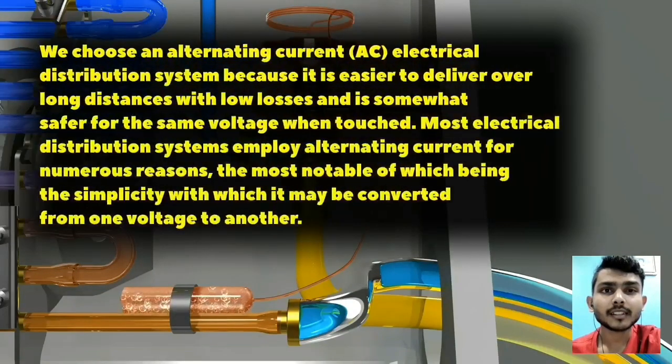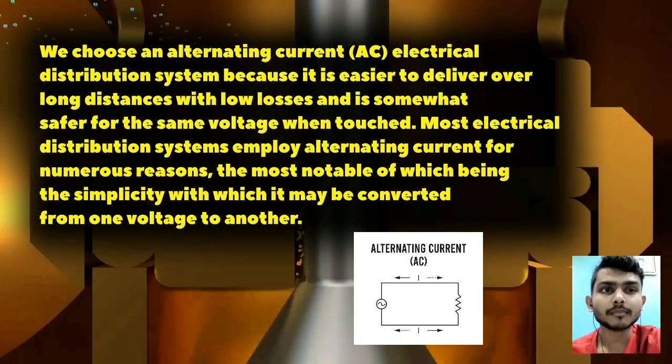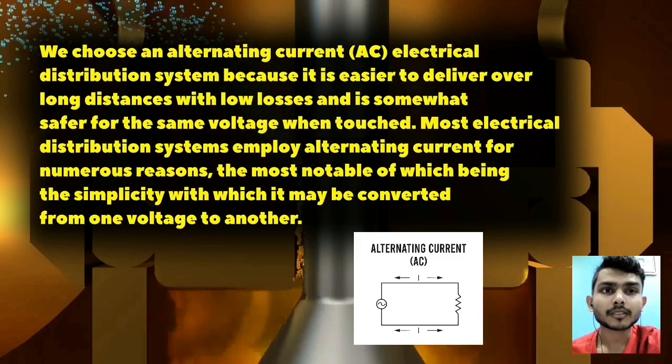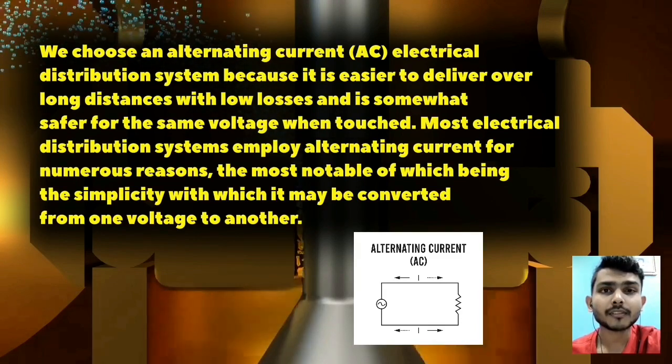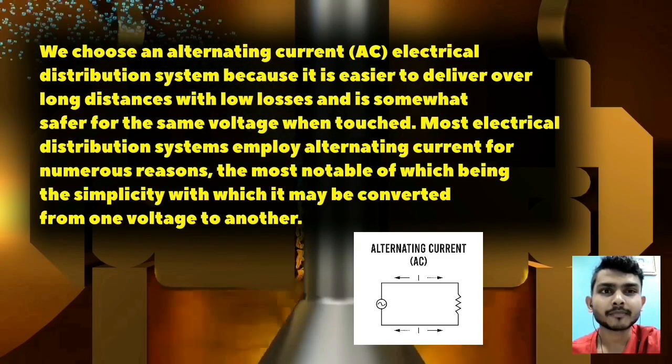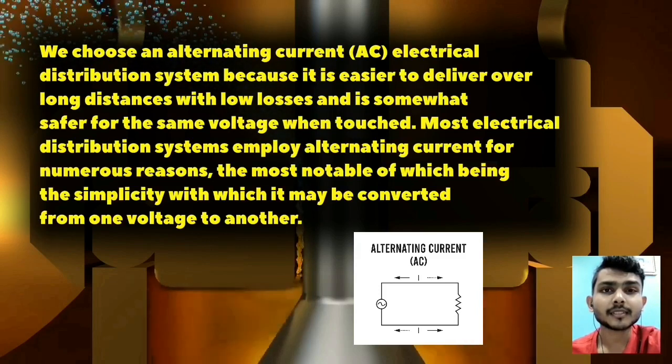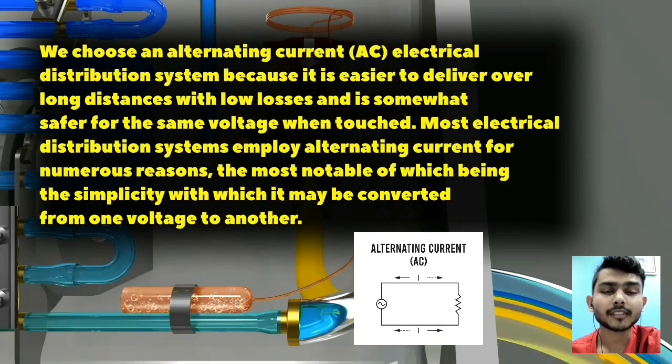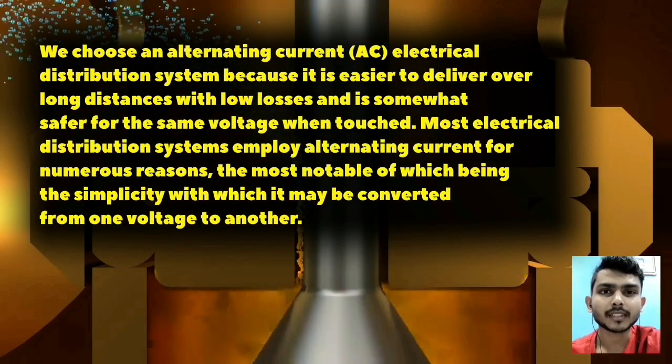We choose the alternating current, AC, system as a distribution system because it is easier to deliver over long distances with low losses and somewhat safer for the same voltage when touched. Most electrical distribution systems employ alternating current for a reason, which is its simplicity, as it may be converted from one voltage to another.